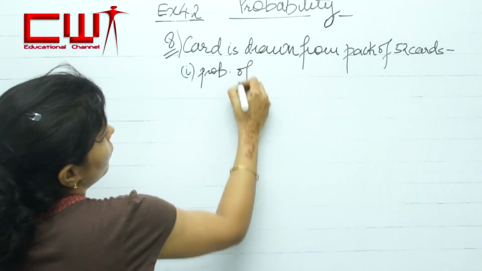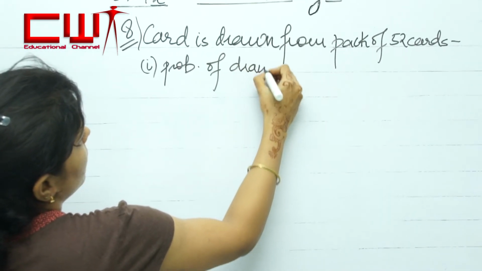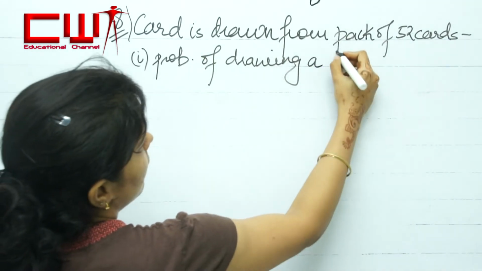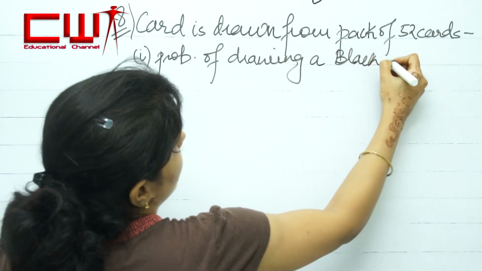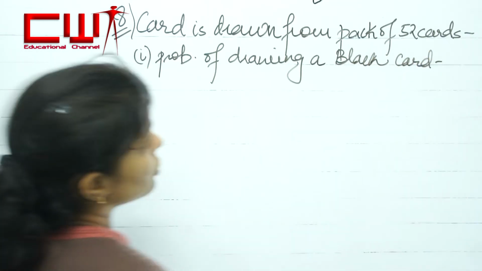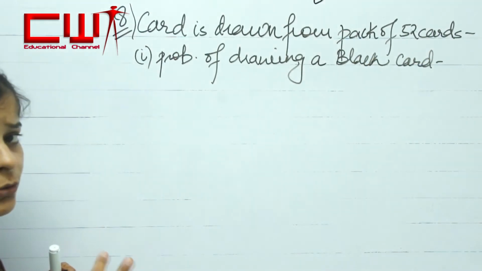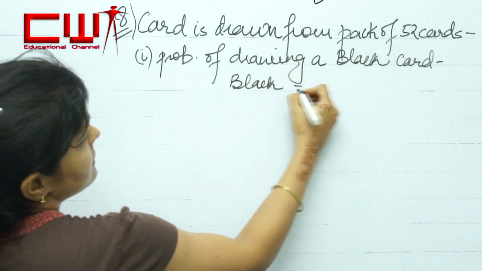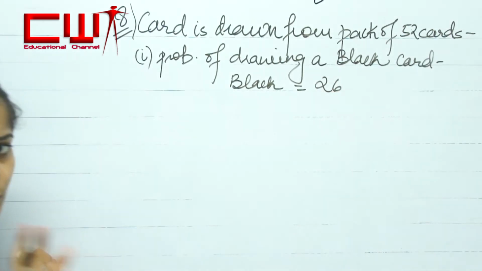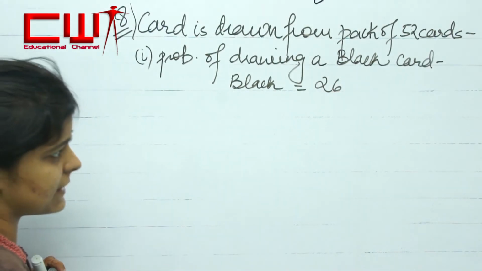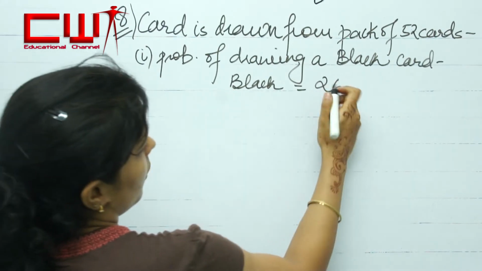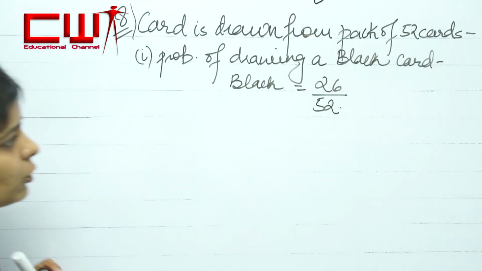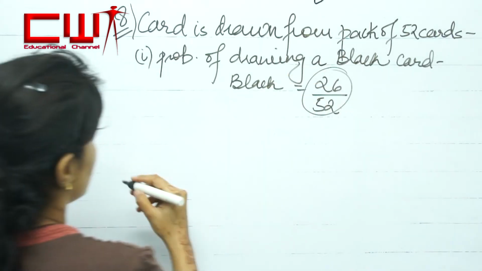Probability of drawing means you have to pick it up. Drawing a black card. So how many black cards are there? There are 26 black cards. There are 26 red cards. So the required probability is 26, and the total is 52. So this is the answer.